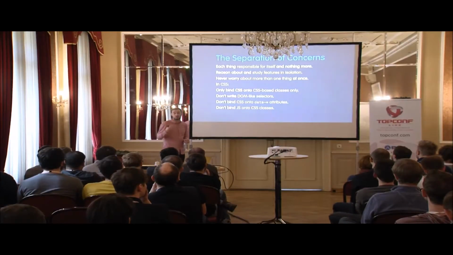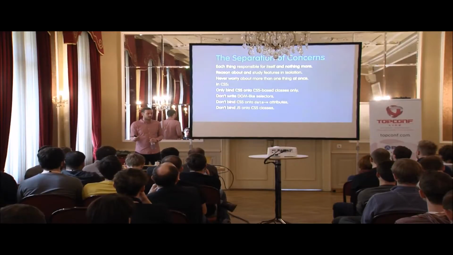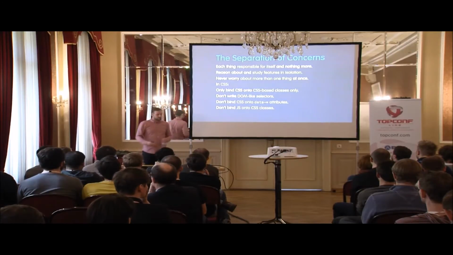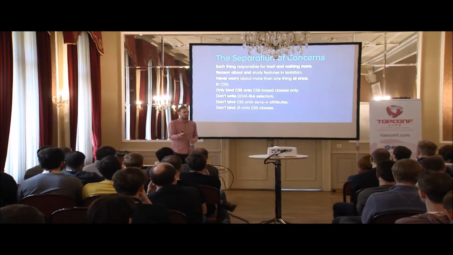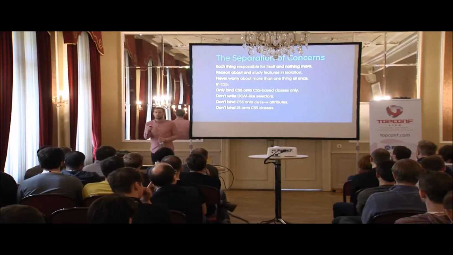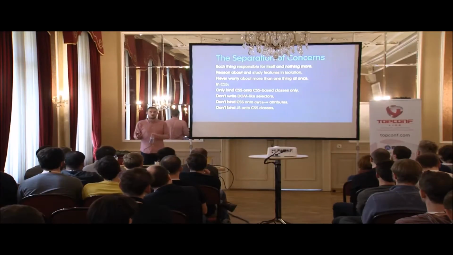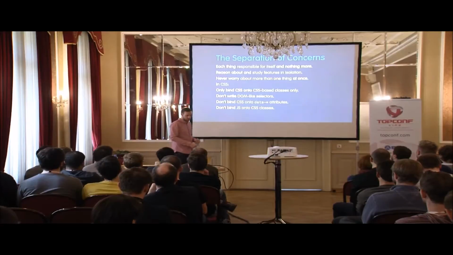There are certain things we can do, like real simple things to follow. Only bind CSS onto CSS-based classes. So if you've got a JavaScript class, like a JS hyphen, don't apply any styling to that. Don't write selectors that have HTML elements in them. You know, doing something like header, nav, ul, li, a. The problem with a selector like that is it just describes the DOM. We can't change our HTML without risking breaking our styling. That violates the separation of concerns.